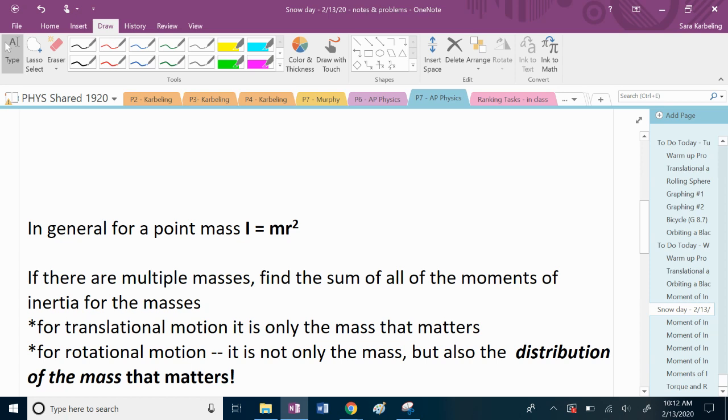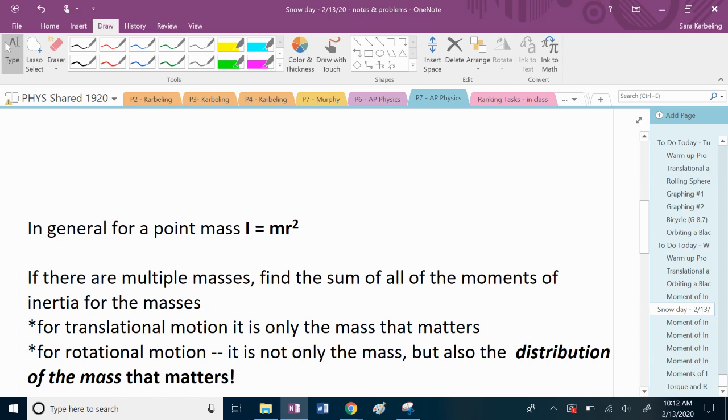There's a note that is important to have. If there are multiple masses, instead of just knowing the total mass, you need to find the sum of all of the moments of inertia for the whole object so that you can figure out how that moment of inertia is going to impact the rotation.